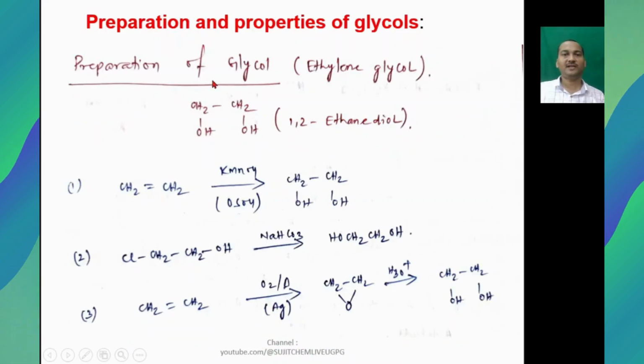So let's talk about preparation of a glycol, ethylene glycol. This is the structure of a glycol, 1,2-ethanediol, CH2OH, CH2OH. We can prepare the glycol from ethene. We can react it with either potassium permanganate or osmium tetroxide, so we get ethylene glycol. Similarly, we can treat this chlorohydroxy compound with sodium bicarbonate, giving rise to 1,2-diol. Similarly, ethene can react with oxygen and silver, giving rise to this epoxide, which upon treatment with a hydronium ion gives 1,2-diol.